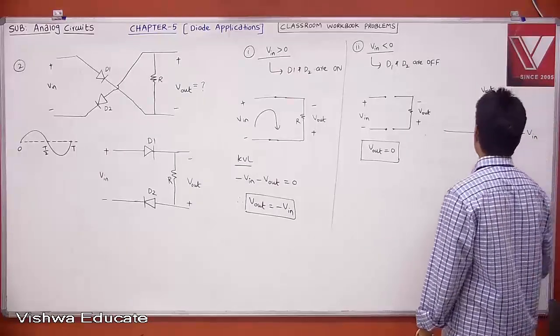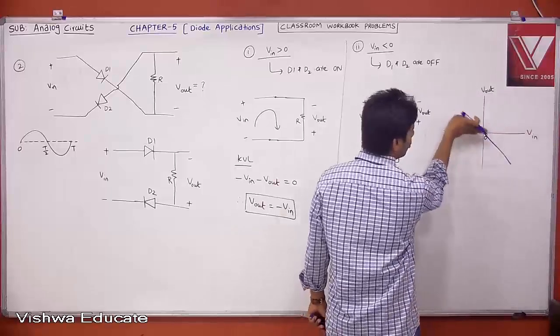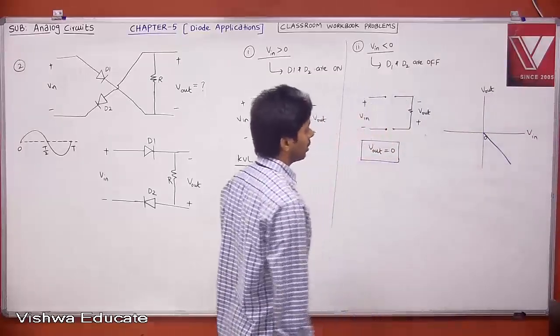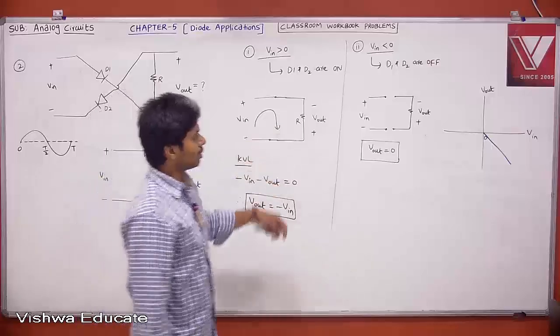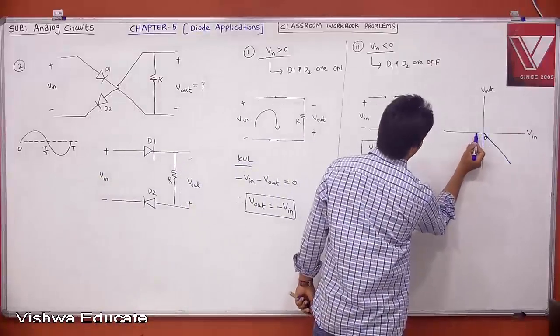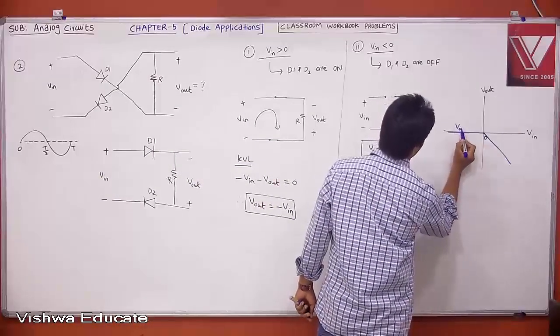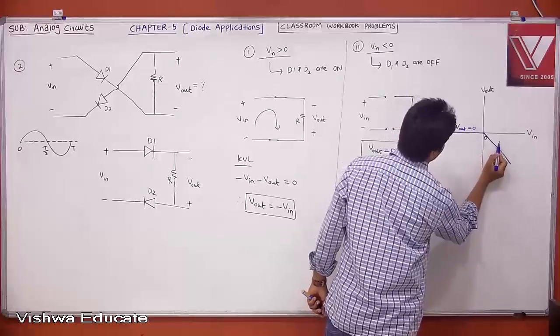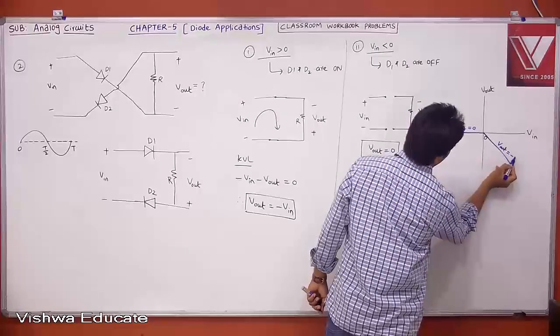When V in is greater than 0, your output is negative. It is increasing in the negative direction. When V in is less than 0, what is your output? 0. Therefore, this is your V out, 0. This is your V out, minus V in.